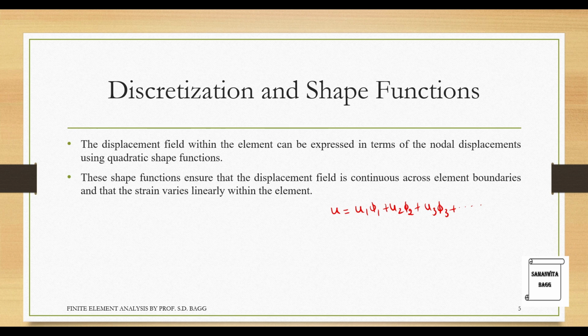These shape functions ensure that the displacement field is continuous across element boundaries and that the strain varies linearly within the element. For LST elements, the shape function is a quadratic equation, unlike in the case of CST elements where phi 1, phi 2, phi 3 were linear terms. Here also you can calculate V is equal to V1 phi 1 plus V2 phi 2 plus up to V6 phi 6.